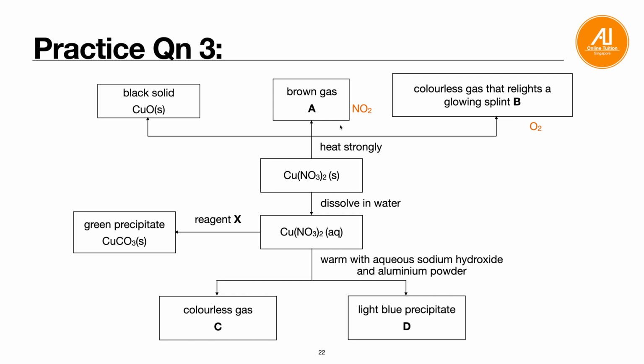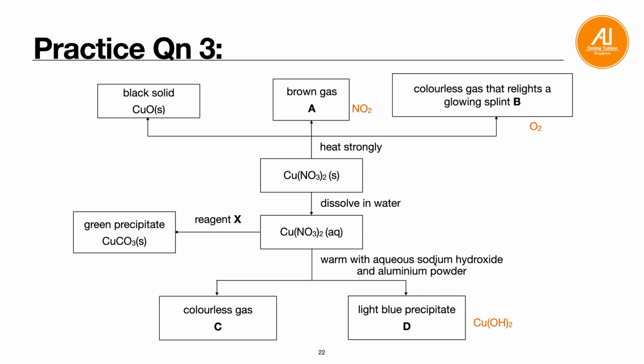Okay, then next, move on here, downwards. Copper nitrate, when you dissolve in water, becomes aqueous. Then same thing, let's look at the test. Okay, one with aqueous sodium hydroxide and aluminum foil. This one came out quite a few times. This is a test for what? Your nitrate ions. Okay, and then what will you get? You get your ammonia gas. Okay, and then of course your copper hydroxide.